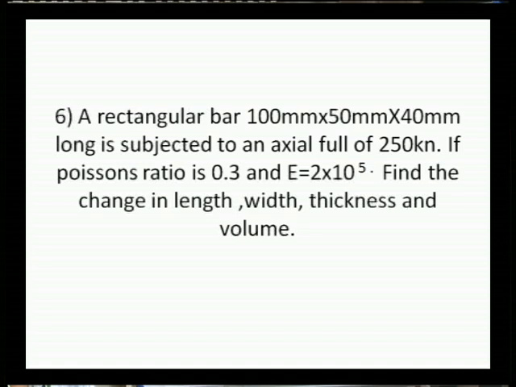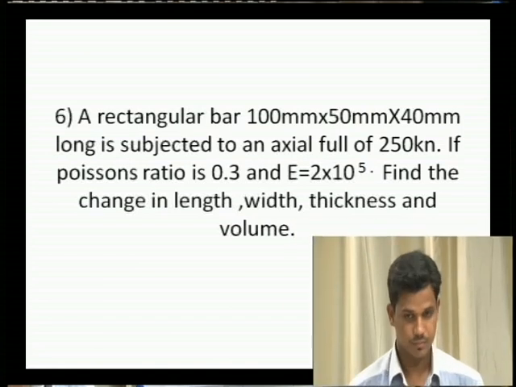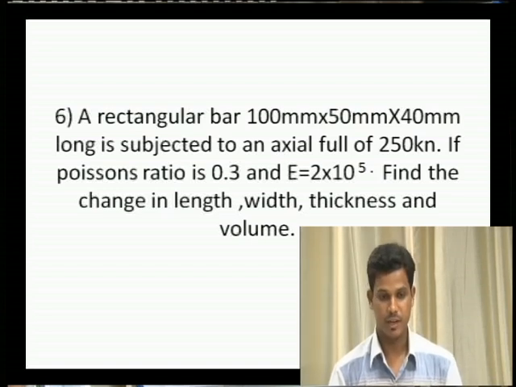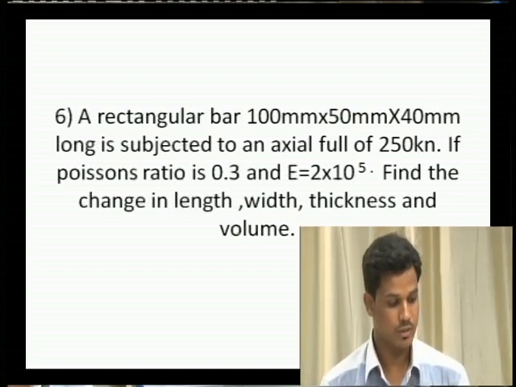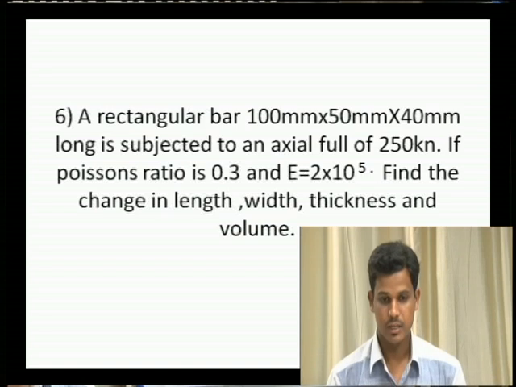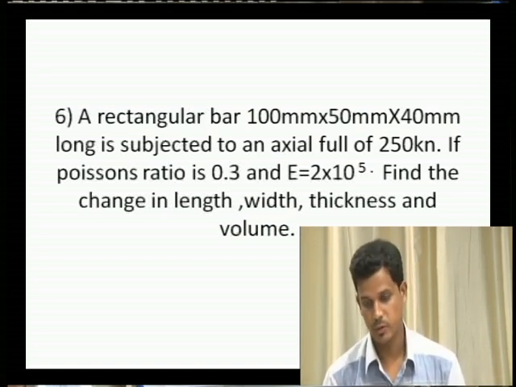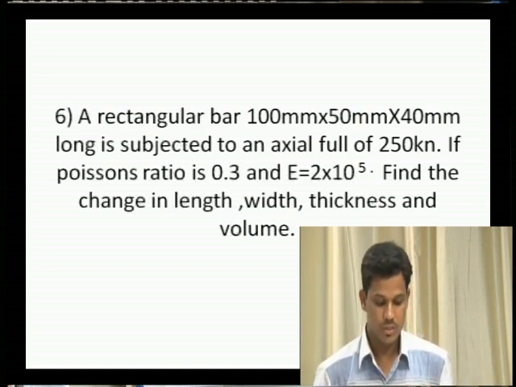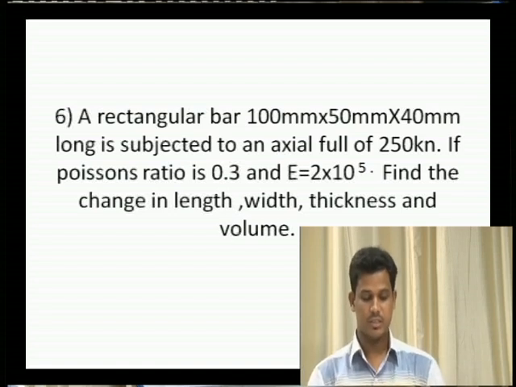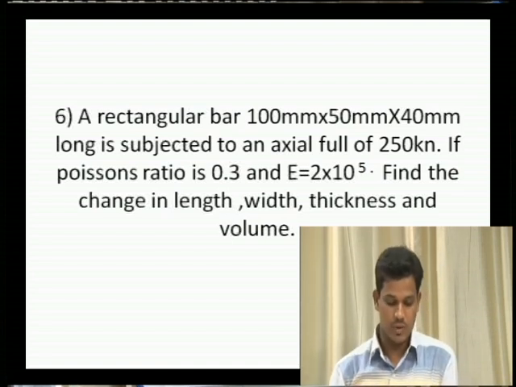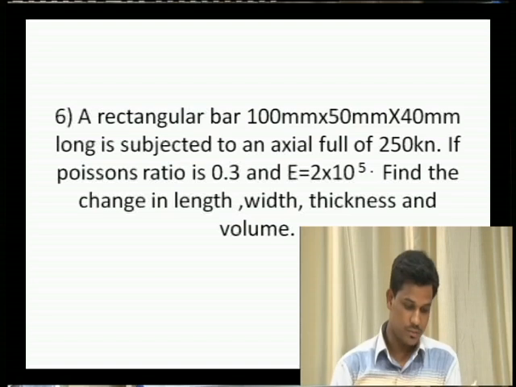So here the given rectangular bar is 100 mm by 50 mm by 40 mm long, subjected to an axial pull of 250 kilonewton, if the Poisson's ratio is 0.3 and E is 2 into 10 to the power of 5. Find the change in length, change in width and thickness, and change in volume. In this problem also it is the same case. Here also the Poisson's ratio as well as the Young's modulus are given.